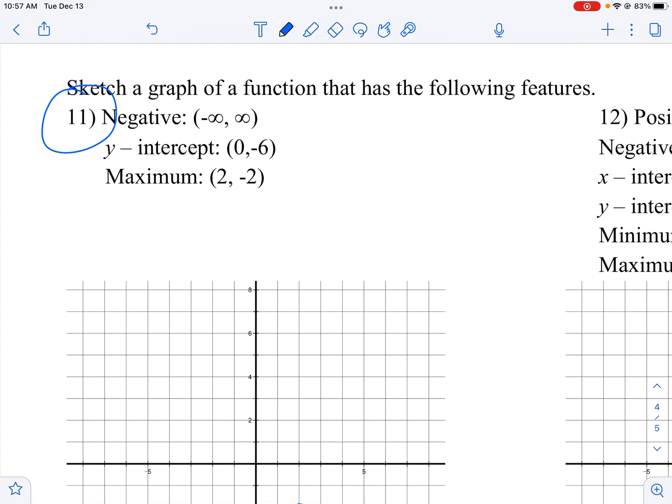So I recommend starting with points and then figuring out the maximums and minimums and where things can go up and down. But there you go. Good luck with your assignment.